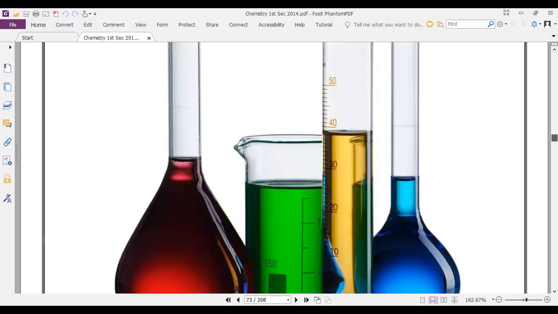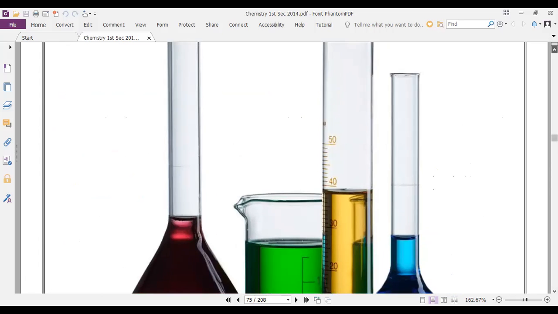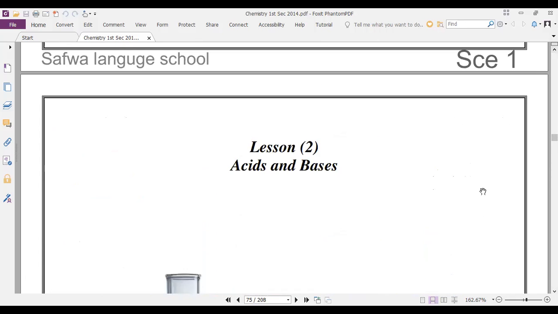Okay, now we are going to move to lesson 2, which is called acids and bases. Right. Lesson 2, acids and bases.